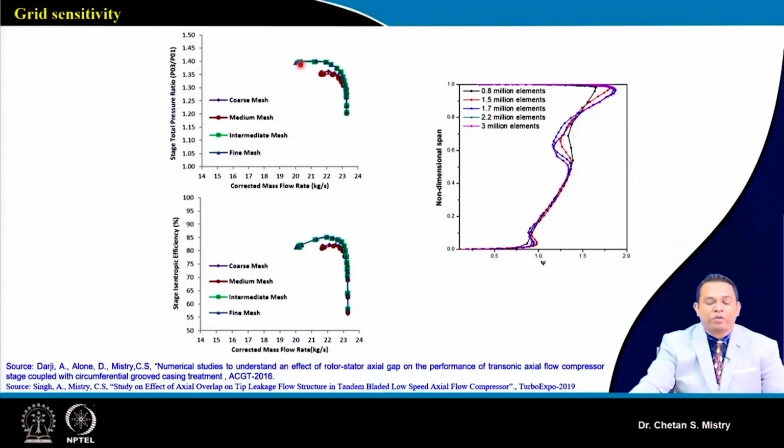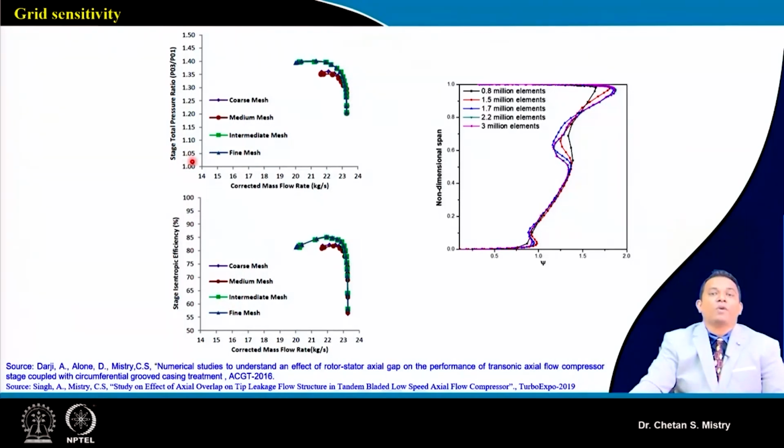If you look at the intermediate and fine mesh, there is no change of results, both in terms of pressure rise as well as efficiency. This is called a grid independent study. This is required whenever we are discussing our results, when we are presenting them at a conference or in a paper, or talking to industries. In order to build confidence, this is very important.